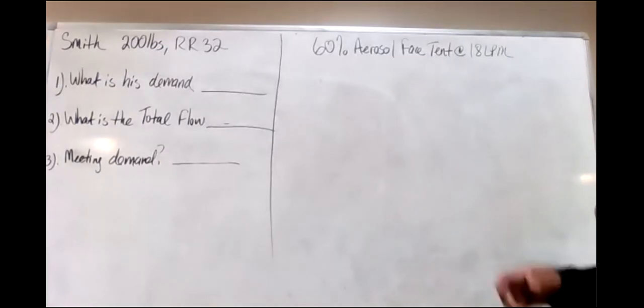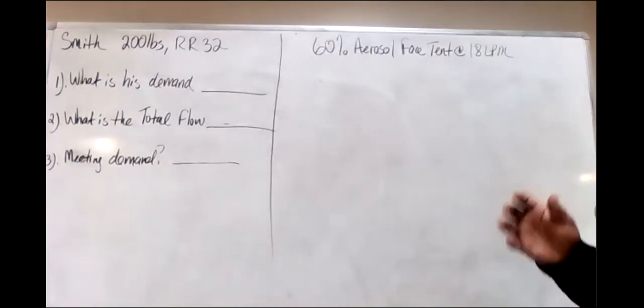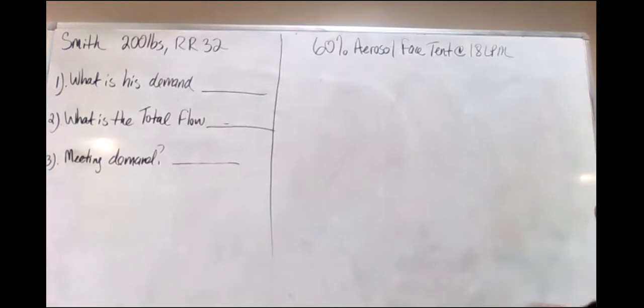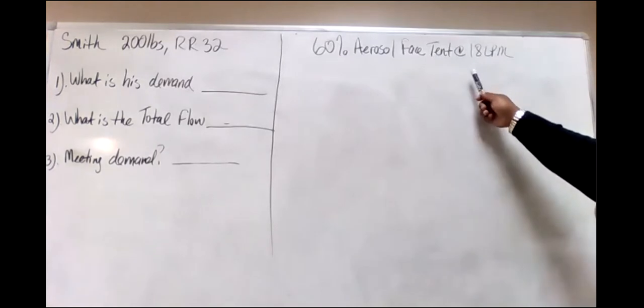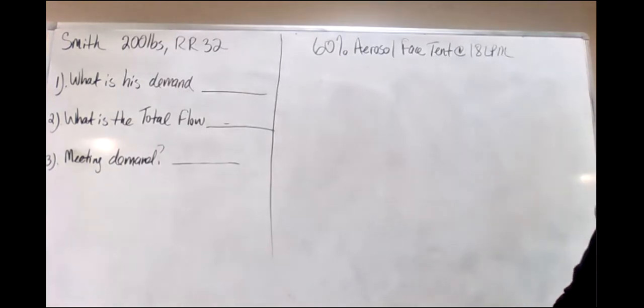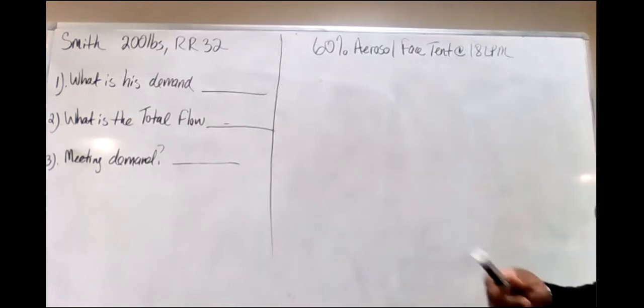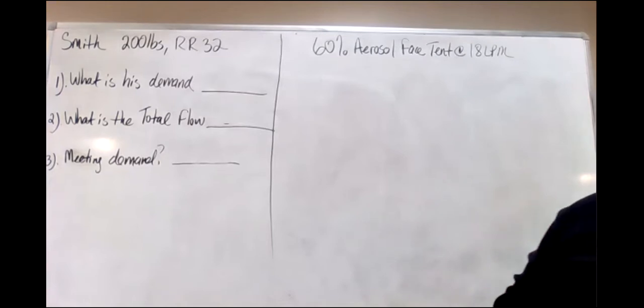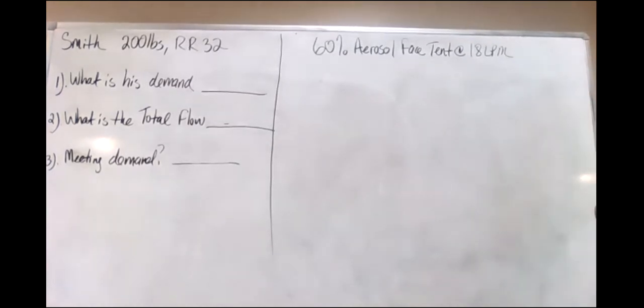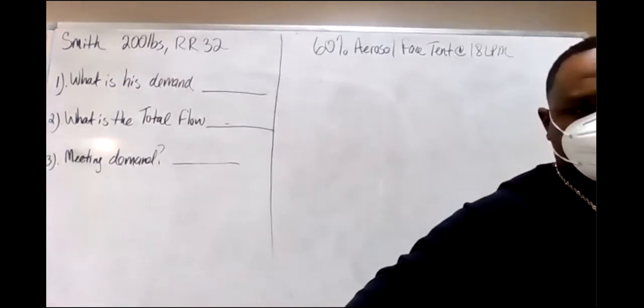Mr. Smith is 200 pounds and he has a respiratory rate of 32. He's on 60% aerosol face tent running at 18 liters per minute. What is his demand? What is his total flow? And are you meeting his demand? We're gonna do this one, then we're gonna take a break, come back and complete the lesson. Let me pause while y'all work on that.